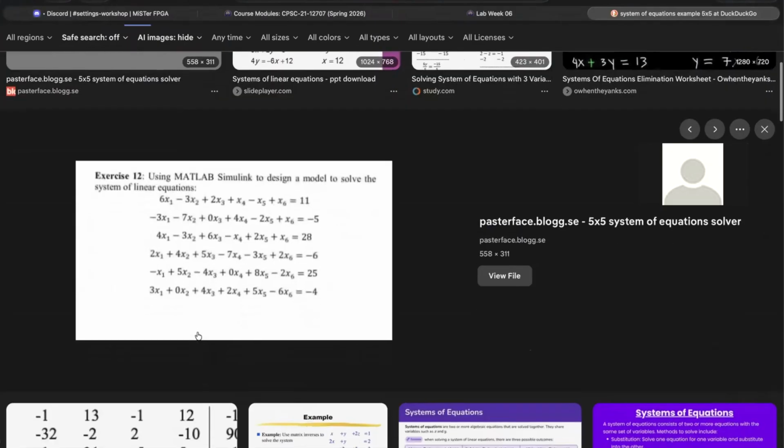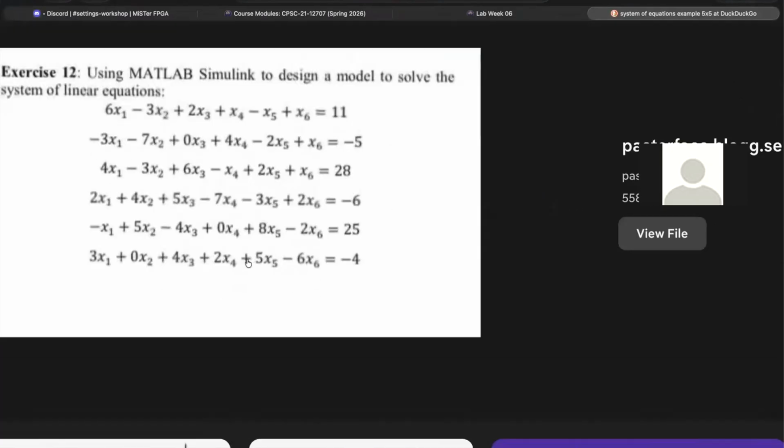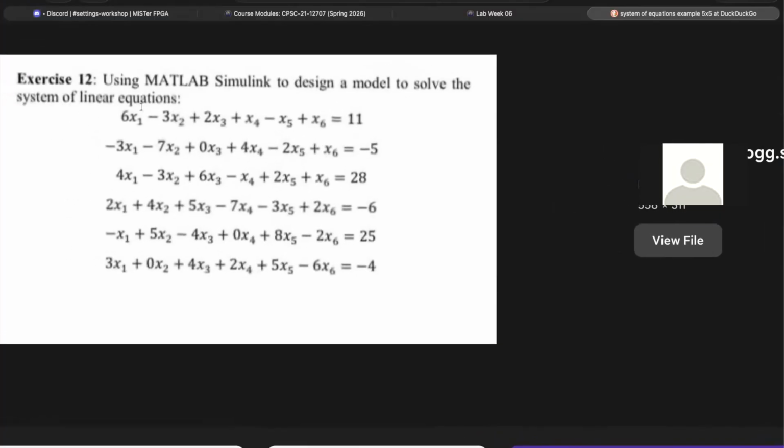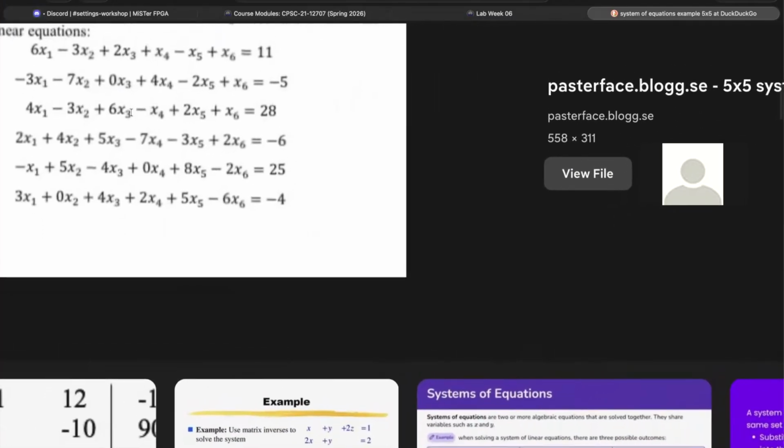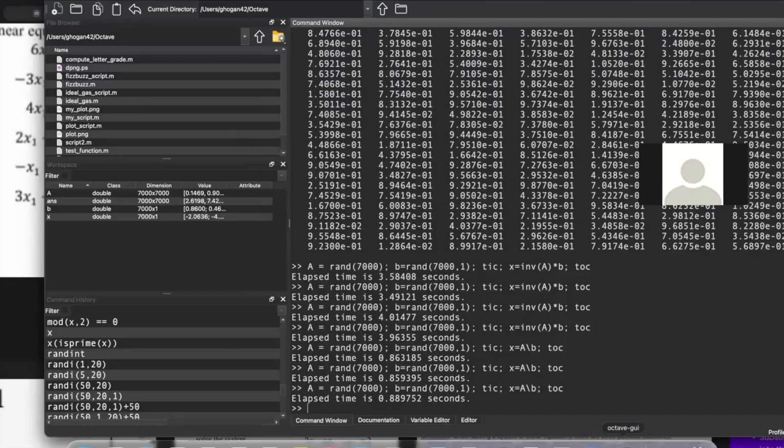So we'll solve this one just to see. So you can see what I was talking about, how the variables are often called x1, x2, x3, x4 rather than xyz, because this way you can have more than just one or two. It says using MATLAB Simulink to design a model to solve the system of linear equations. Well, we're not doing that. We're not using Simulink. But we can solve the system of equations pretty fast, right?